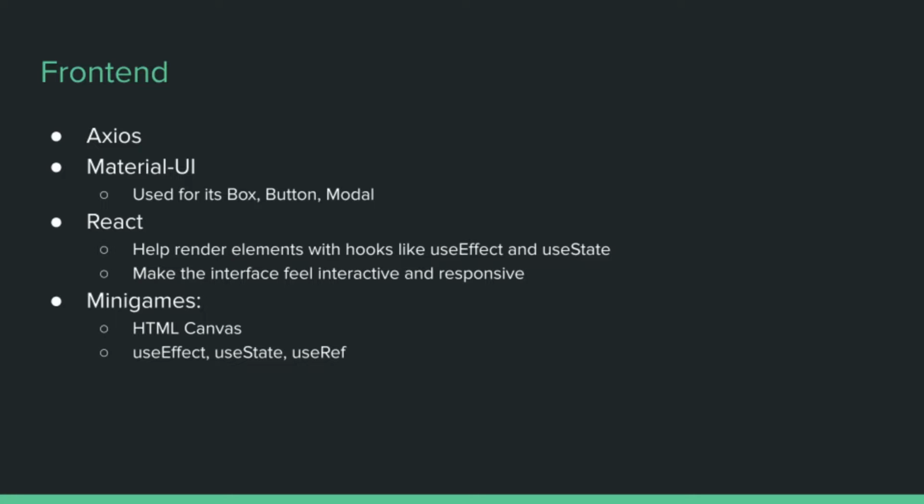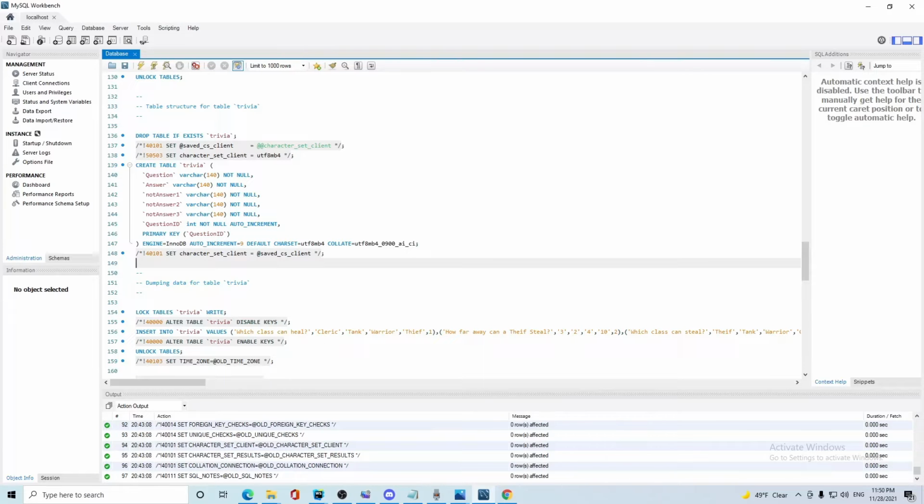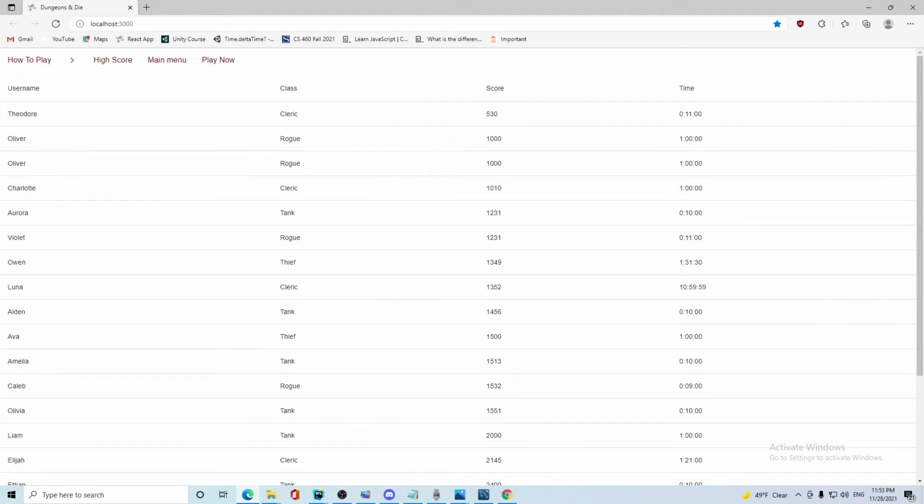Now onto the backend. Starting off with the backend of our project, we use Koa, which aids our server API to make calls from the interface to our database. MySQL database. This plays a crucial role for our backend stuff like high scores, where our SQL database keeps track of the overall high scores achieved in the game.